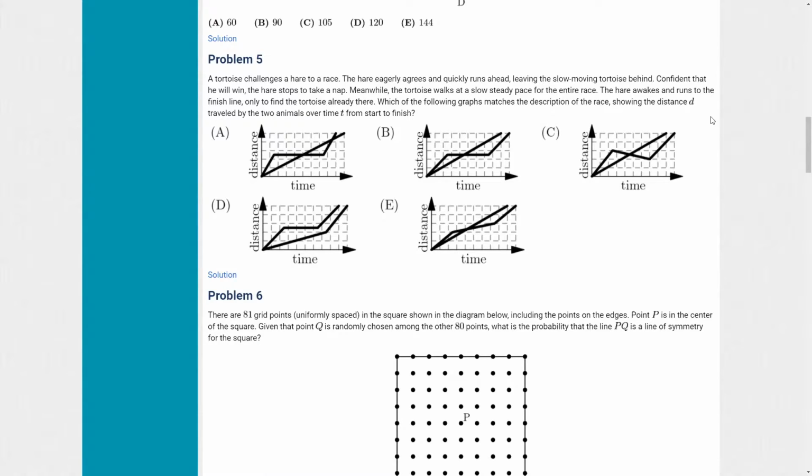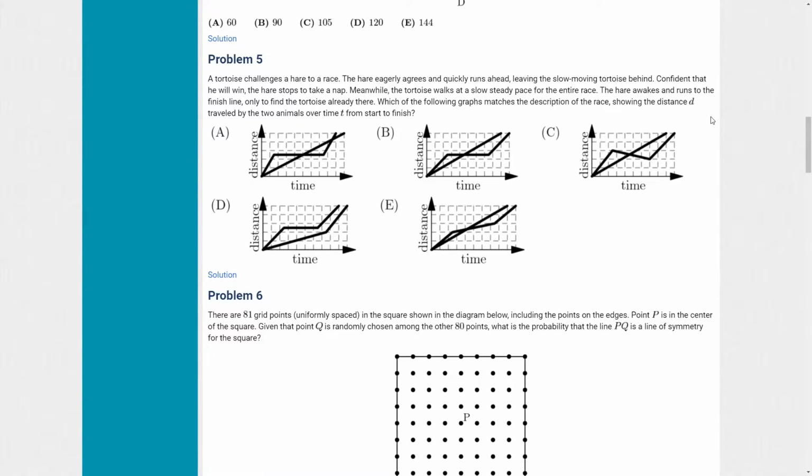So we have a lot of information in this question, so let's break it down piece by piece. The first important piece of information is that the tortoise walks at a slow and steady pace for the entire race. So we know that this distance time graph will feature a straight diagonal line as one of the distance and time narratives.